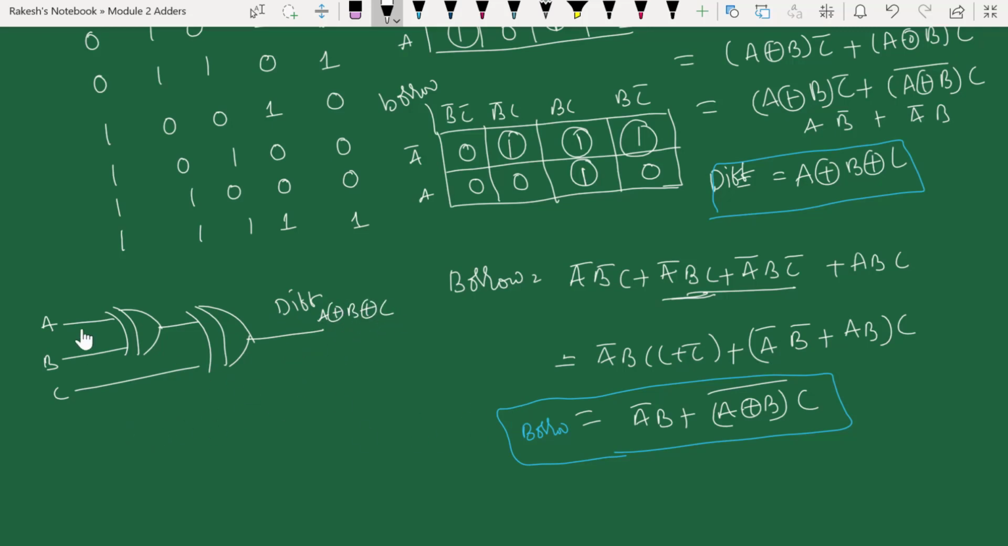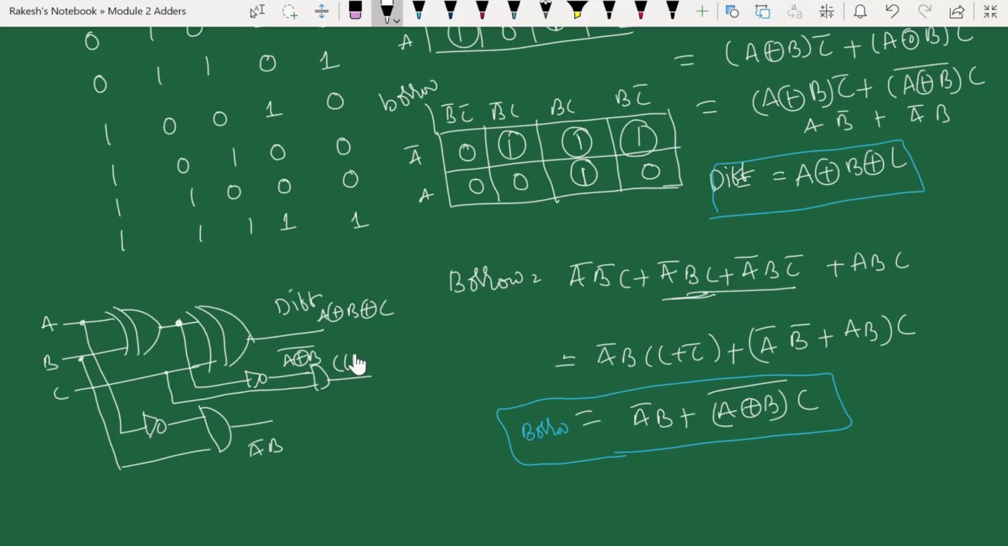Then I am going to have A bar B. That means I am going to take one NOT gate, and take B here. So this is my AND operation of A bar B, and this is supposed to be added to the other term. So if I take one more NOT gate here, this becomes A XOR B whole bar, and I am going to multiply A XOR B whole bar with C. That means I am going to use one more AND gate here. That means this is C into A XOR B whole bar.